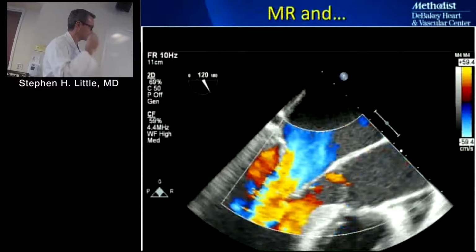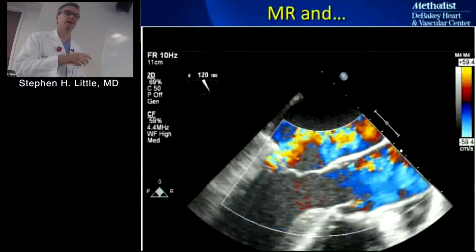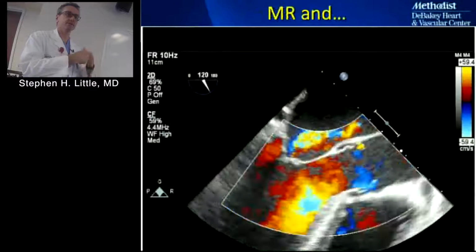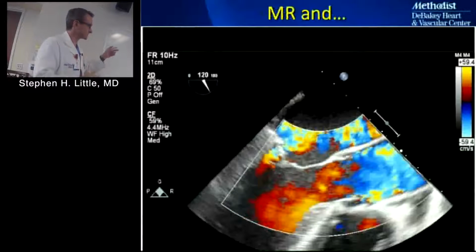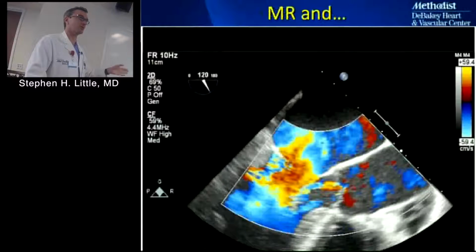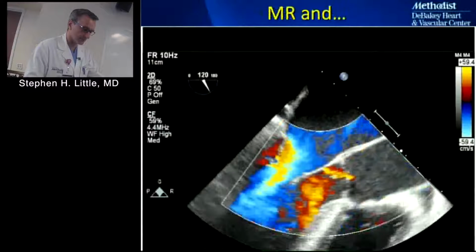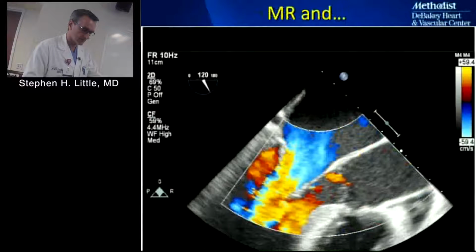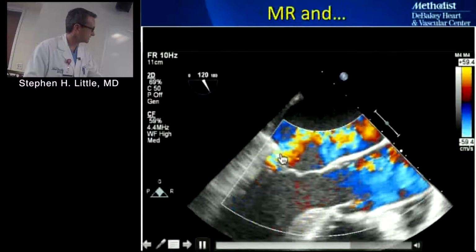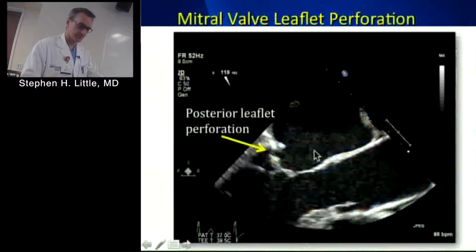That's part of the mantra we talk about: if you see MR, you should be asking, why is there MR? And if you just say there's MR and move on, that's not enough. This is clearly a case where the MR is originating from a place that's not the coaptation zone. And you can see that it's starting way at the base of the posterior leaflet, way back here. The coaptation zone is here, where the leaflets come together. The MR is coming from over here, and there's the big perforation through the posterior leaflet. So that's very important to recognize on imaging.